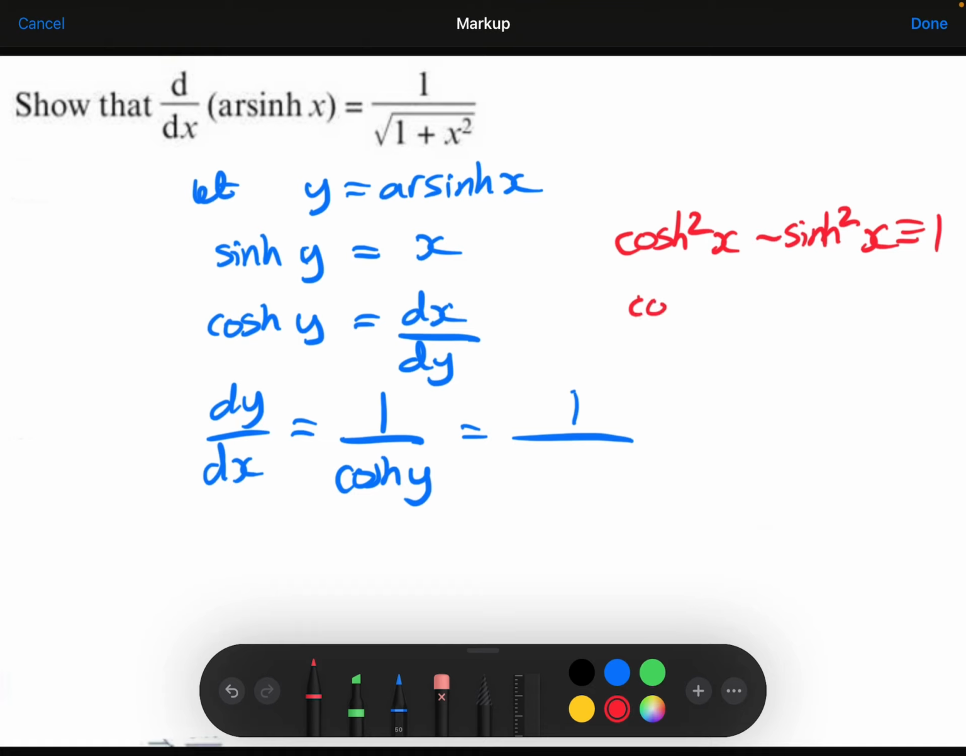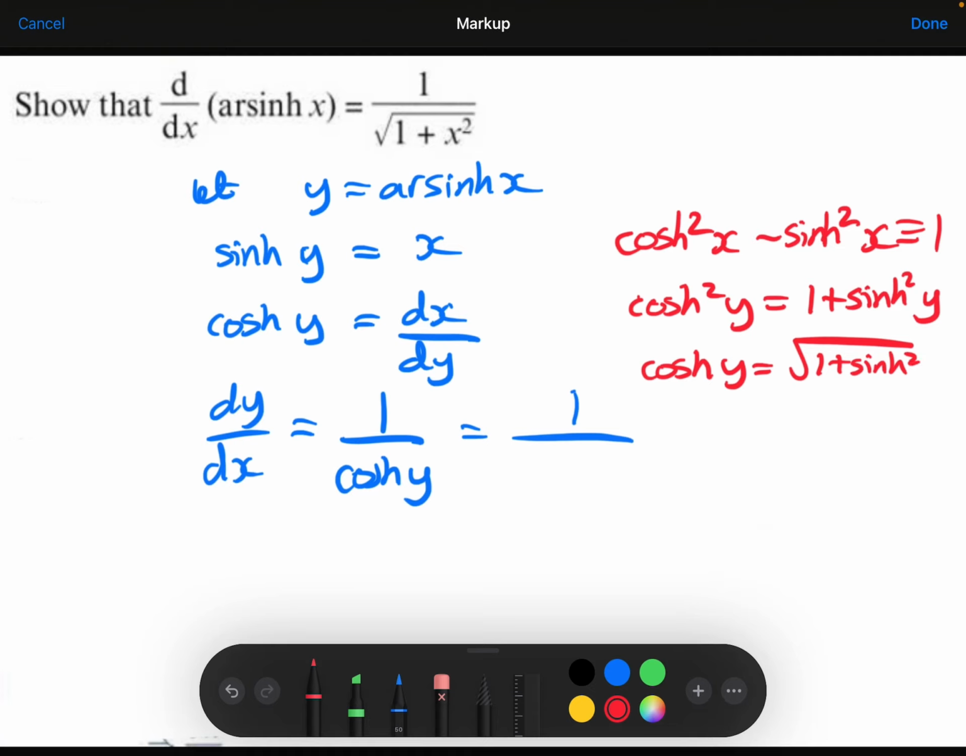I can say that cosh squared y is going to be equal to 1 plus sinh squared y. So cosh y would be equal to the square root of 1 plus sinh squared y. And obviously I know that sinh y is x. So sinh squared y will be x squared.